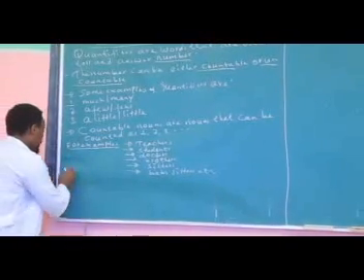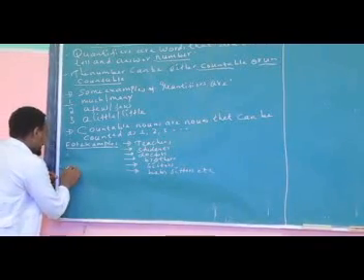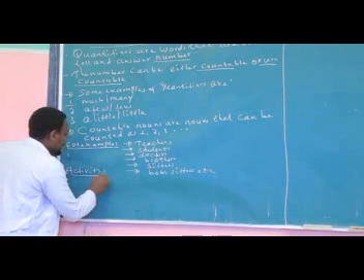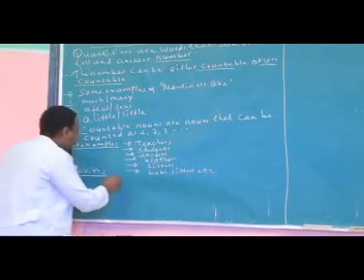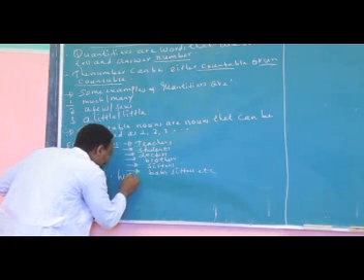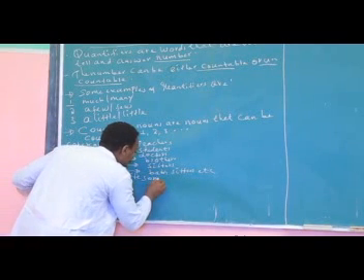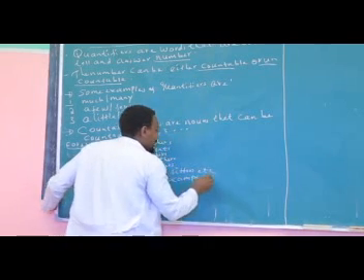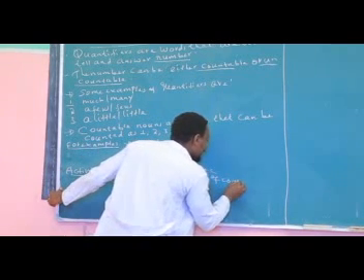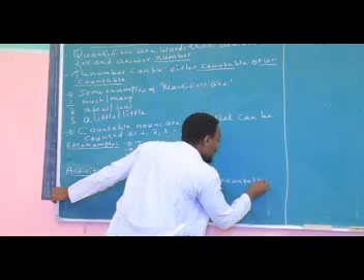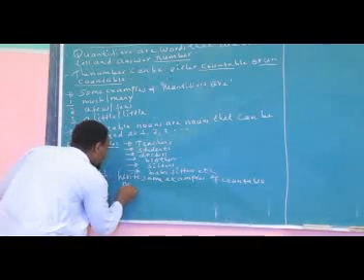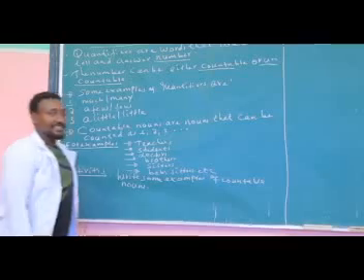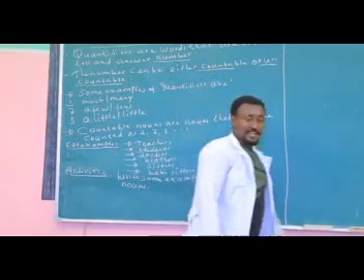Now, let me give you an activity. Activity 1. Write some examples of countable nouns. Don't forget to do this. Good. Can we start with the other one?